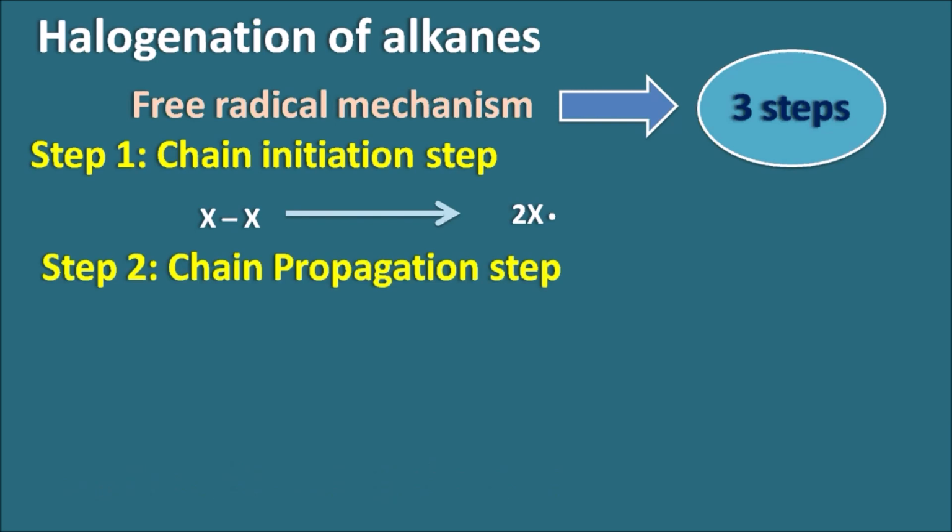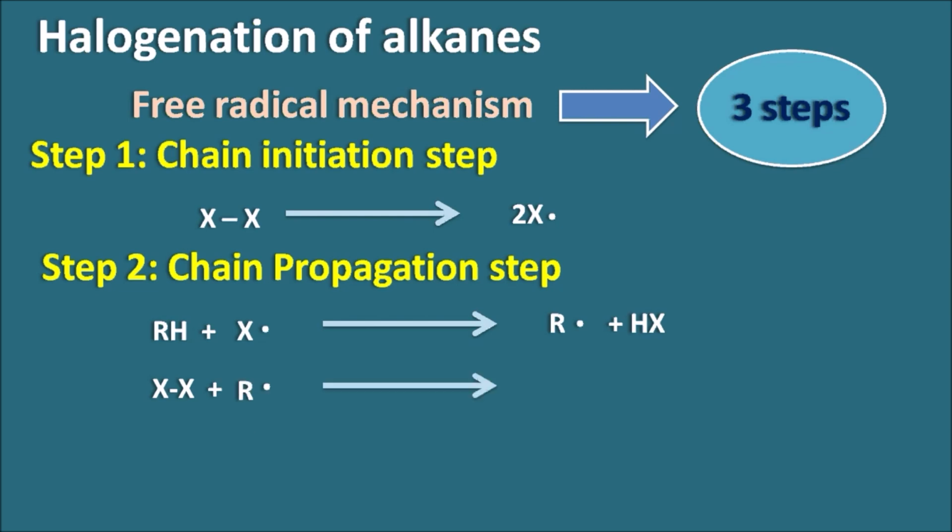The second step is the chain propagation step, where the halogen free radicals formed in step 1 react with the alkane. The alkane is attacked by the halogen free radical and forms the alkyl free radical plus hydrogen halide. Now the alkyl free radical which is formed again attacks the halogen, thereby producing a halogen free radical plus alkyl halide.